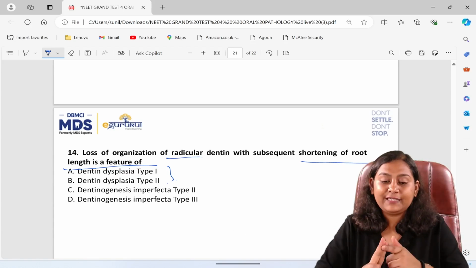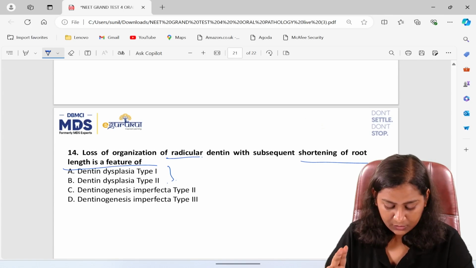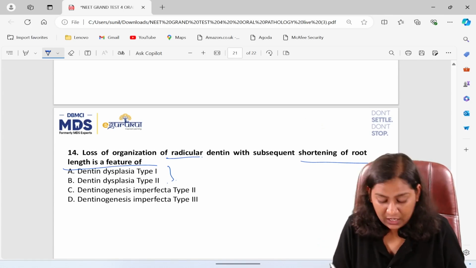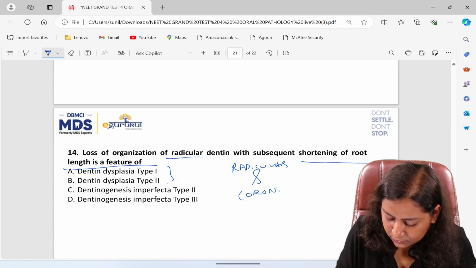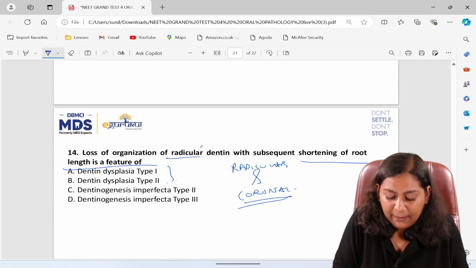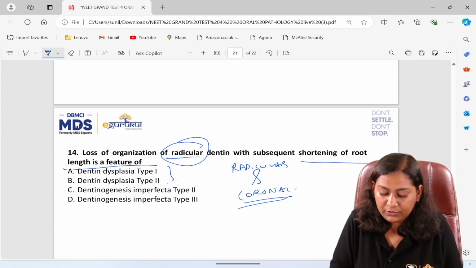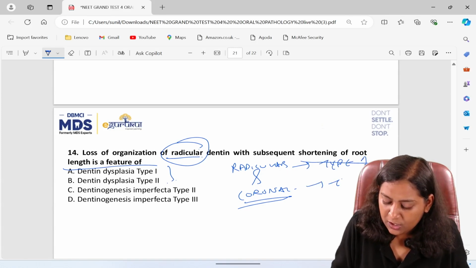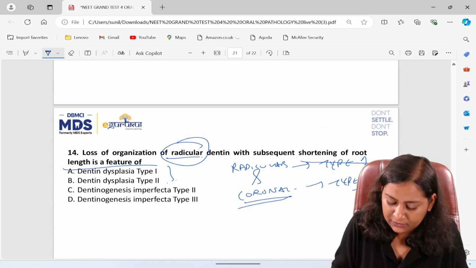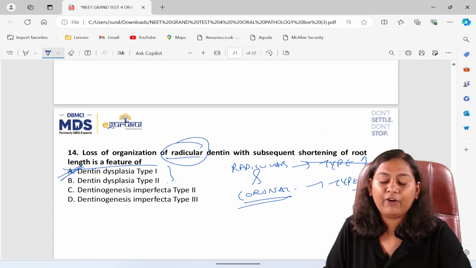So now we know dentine dysplasia is of two types. Okay, that is your radicular dentine dysplasia and the coronal. Radicular and coronal. Okay, so here in the option itself they gave radicular dentine. That means they are talking about type 1. So radicular is type 1 dentine dysplasia. Coronal is type 2 dentine dysplasia. So here the answer is dentine dysplasia type 1.